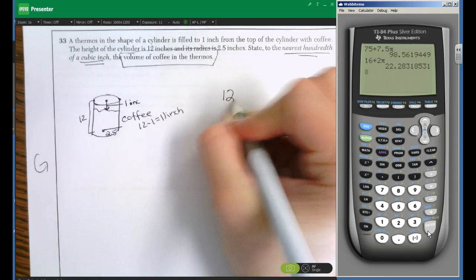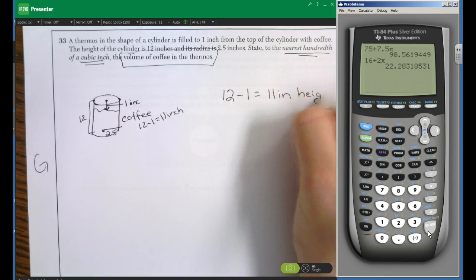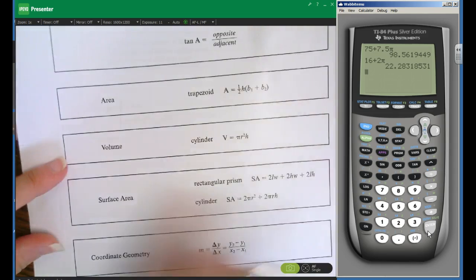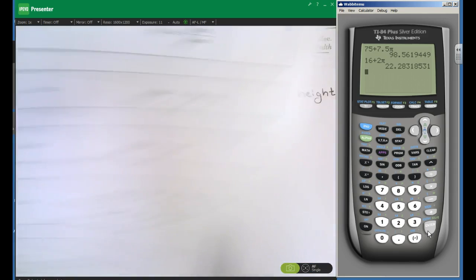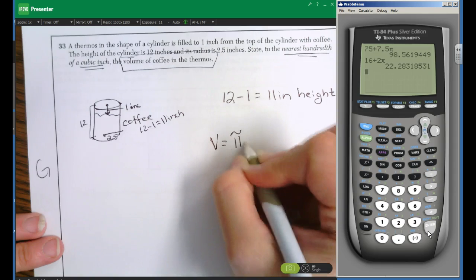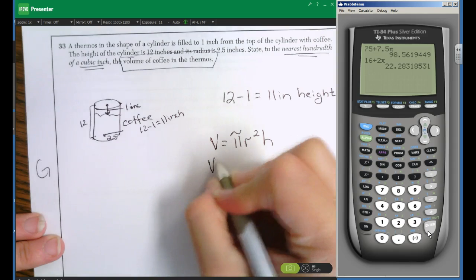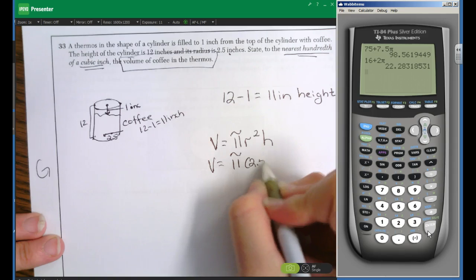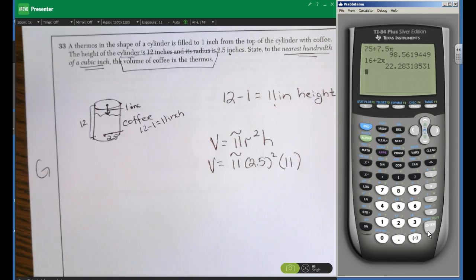So I could just write it again. 12 minus 1 equals 11 inch height. And let's say I don't know the volume of a cylinder. Well, then I'm going to get my formula sheet. The volume of a cylinder is V equals pi r squared h. So my volume equals pi, my radius is 2.5, and that's squared, and my height of coffee is 11. So I just type it in the calculator.